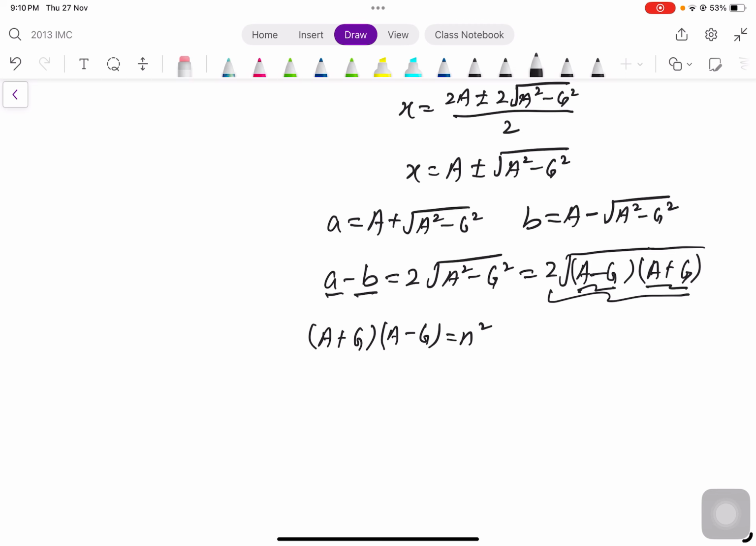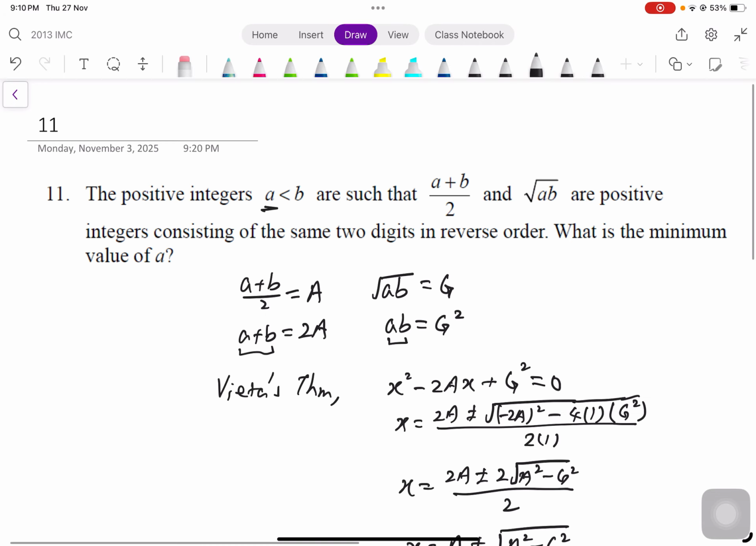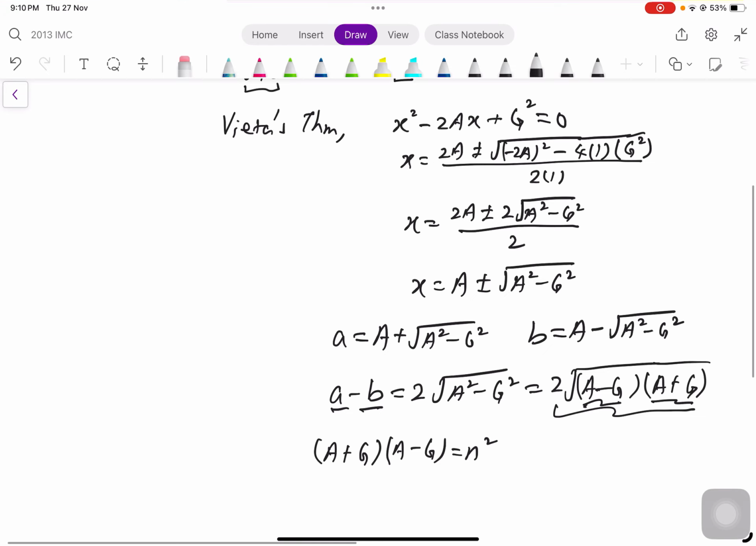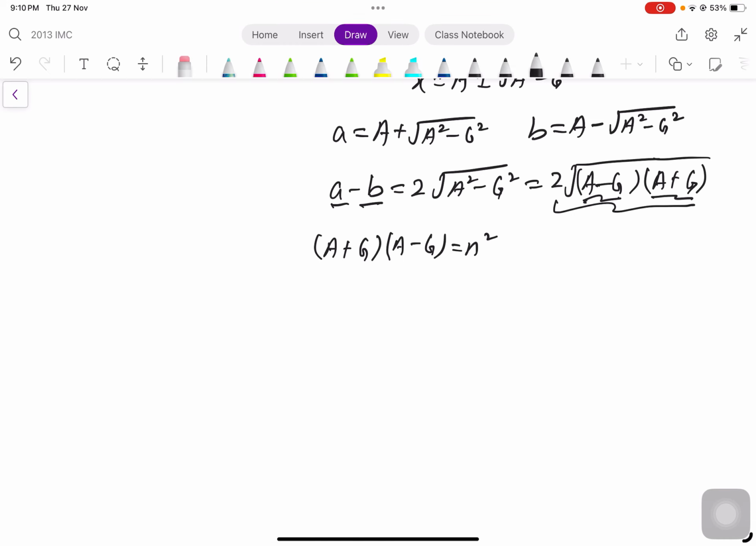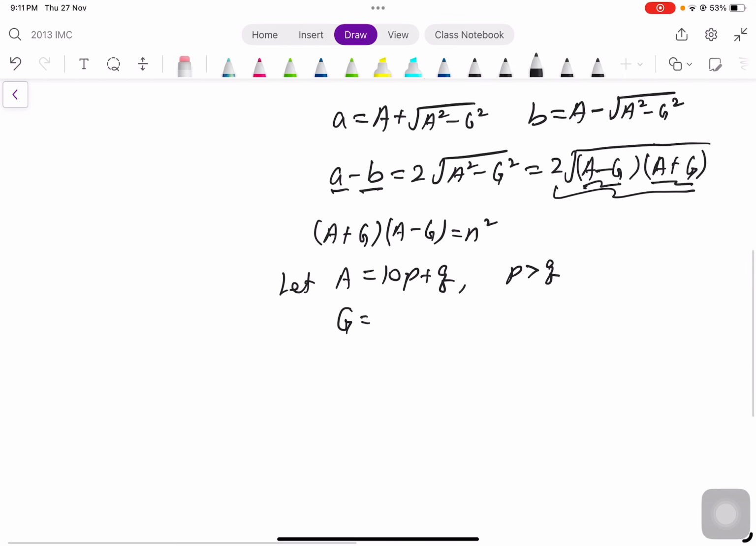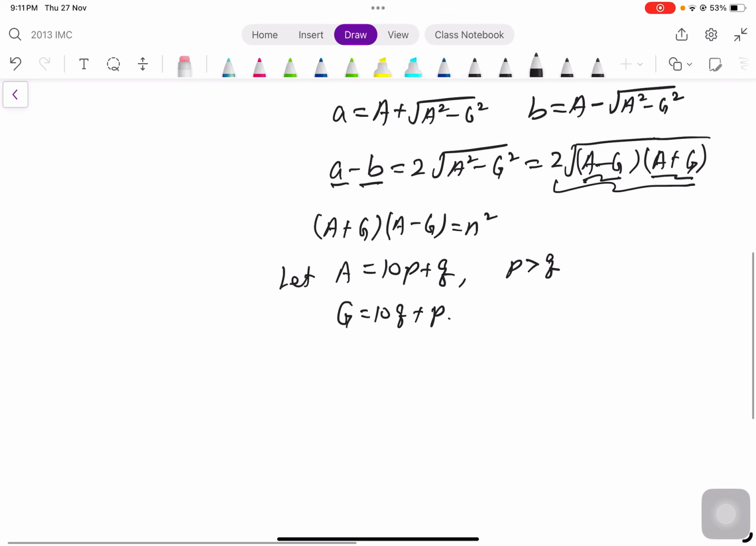All right, and in this case, you can see that a is actually a two-digit number, right? That's what they say. Therefore in this case, can I let a be equal to 10p plus q, and we can assume that p is greater than q. And then g is actually q times 10 plus p, the reverse, right? Therefore a plus g is equal to what?